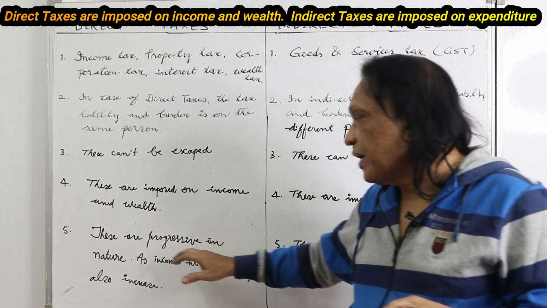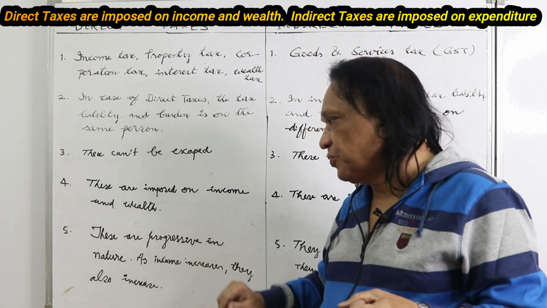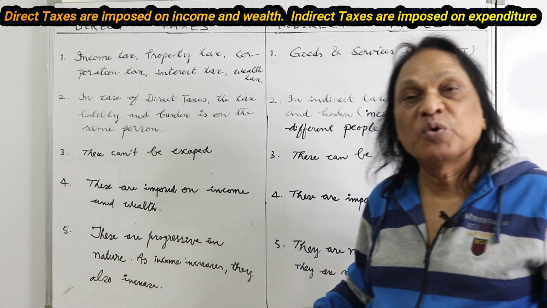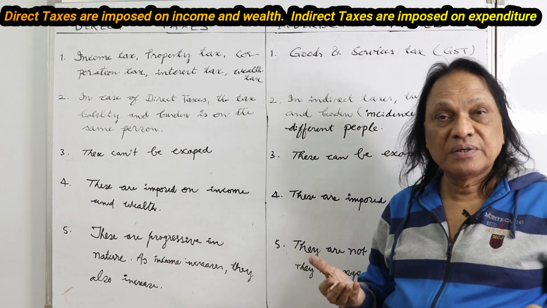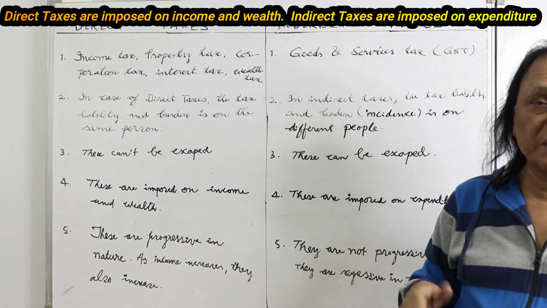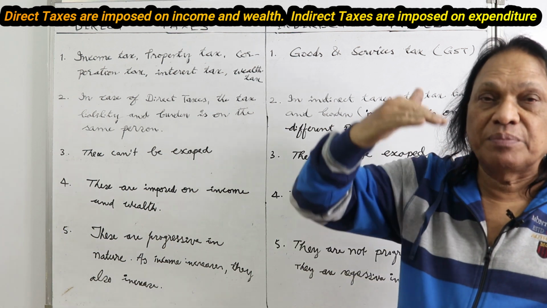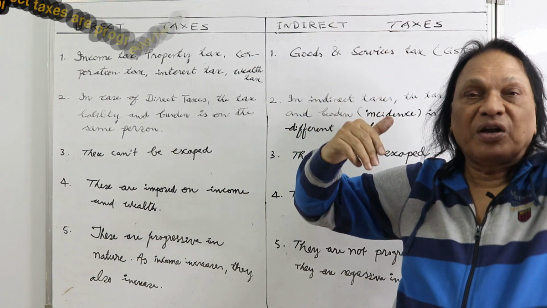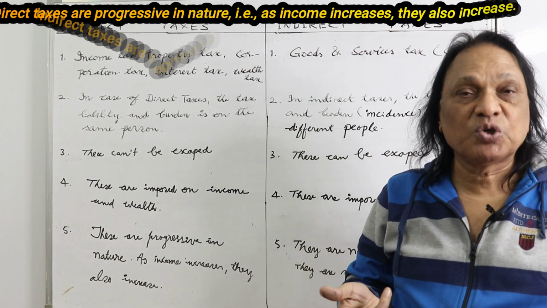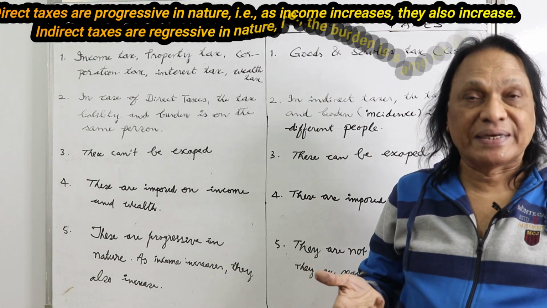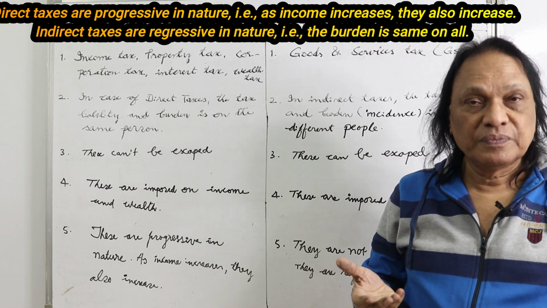And the last point we have, direct taxes are progressive in nature. What exactly is progressive in nature? As income increases, the tax liability also increases. It keeps on going up. As your income is going up, the tax liability will also go up. If your income is coming down, the tax liability will also come down. That's called progressive taxation. In India we have it.